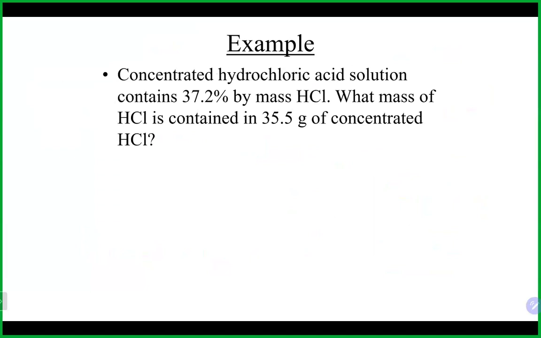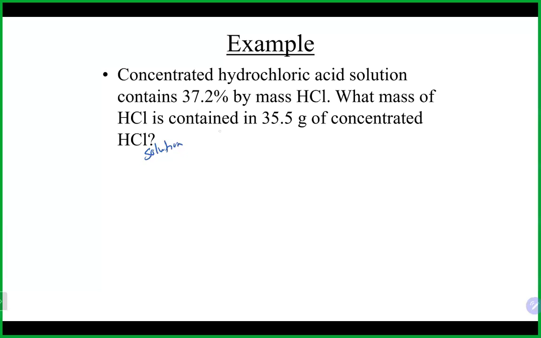Concentrated hydrochloric acid contains 37.2% by mass HCl. What is the mass of HCl contained in 35.5 grams? Okay, let's take a look.